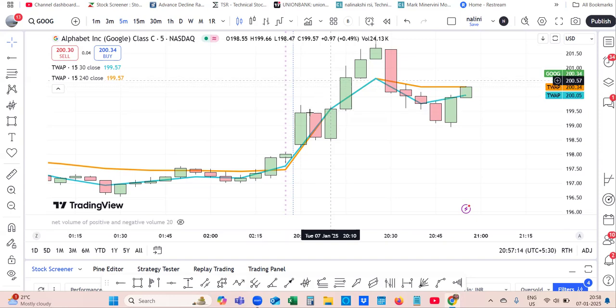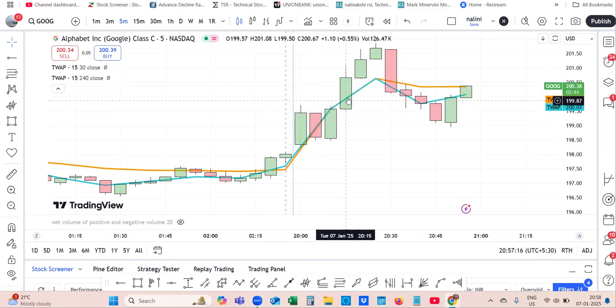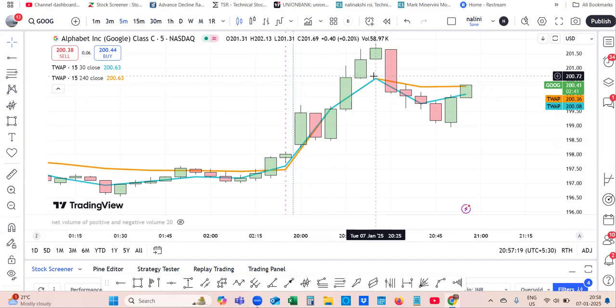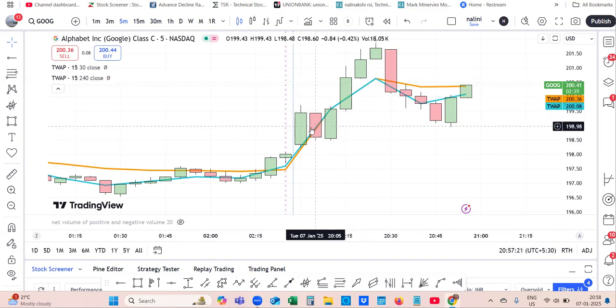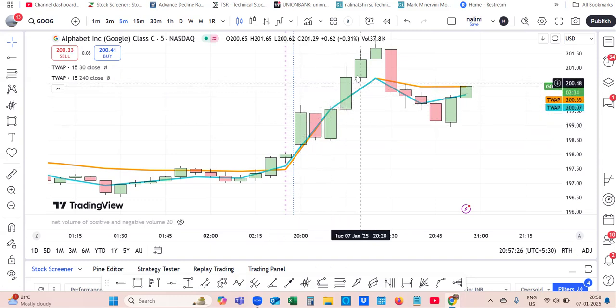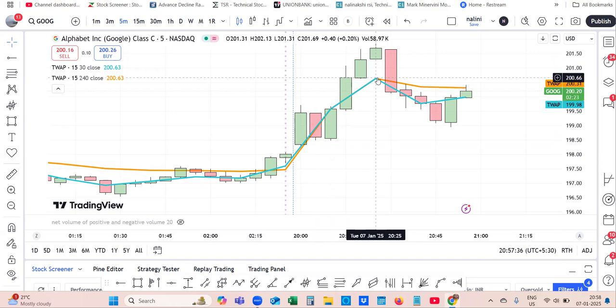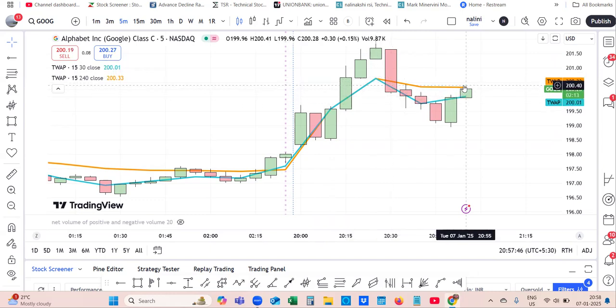together. If I place the cursor, both the moving averages are converging and running together. When they are running together, that means they are in equilibrium. Here, price started moving away only after this candle. The shorter period weighted average price has come down below the longer period weighted average price.